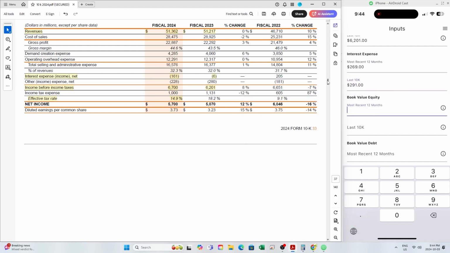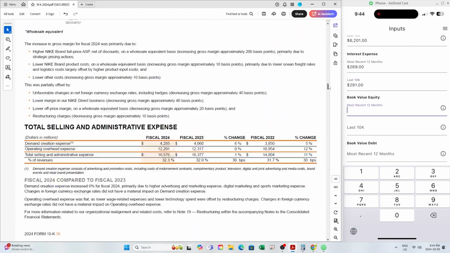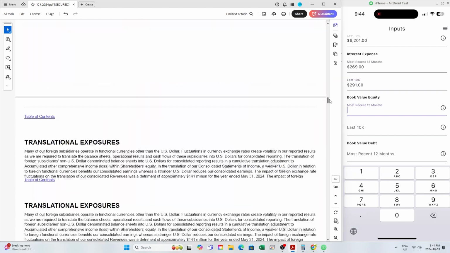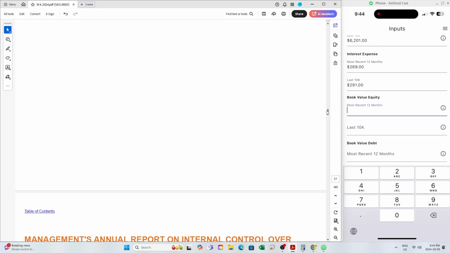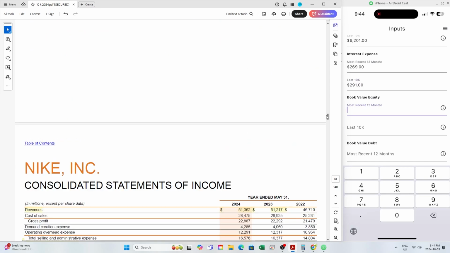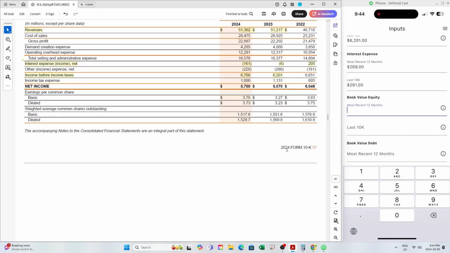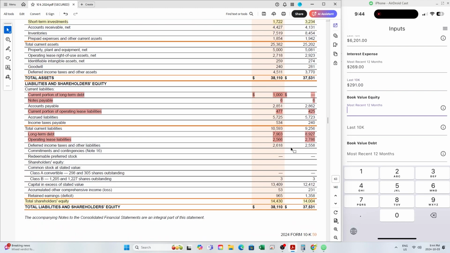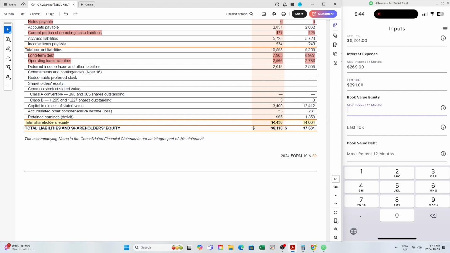Next we have to find the book value of equity, which we can find in the balance sheet. As we can see at the bottom of the balance sheet, the total shareholder equity for 2024 and 2023.